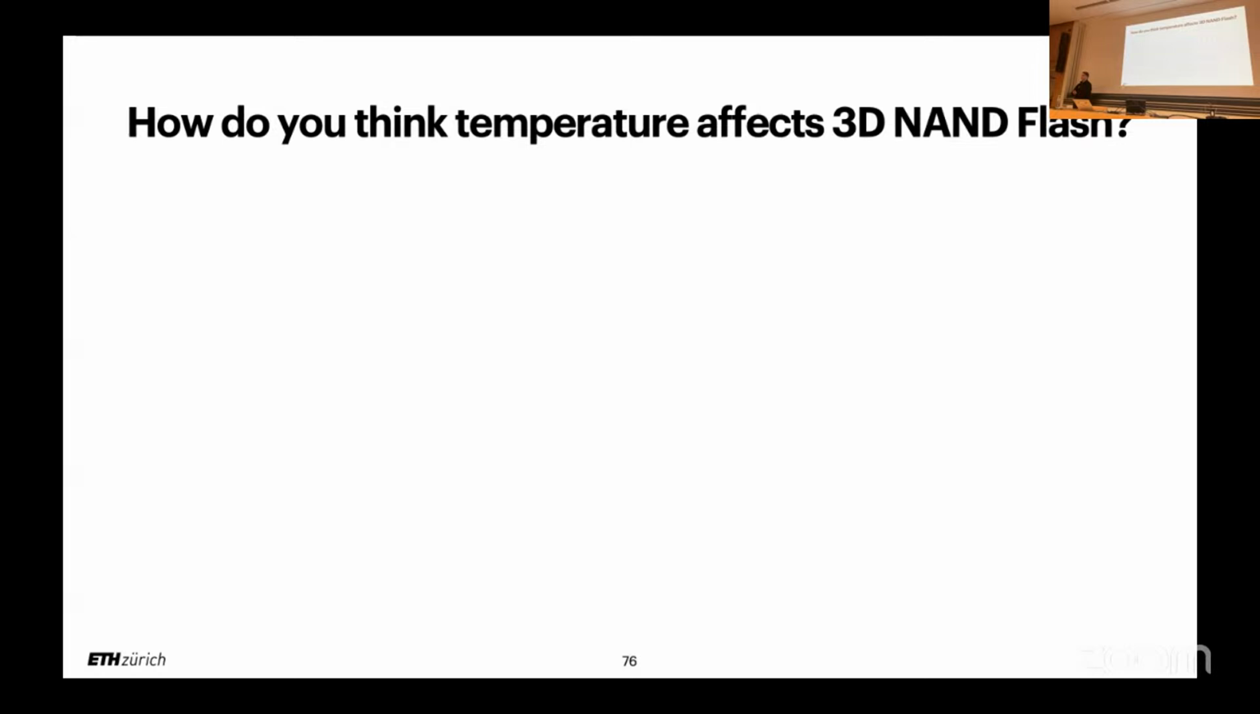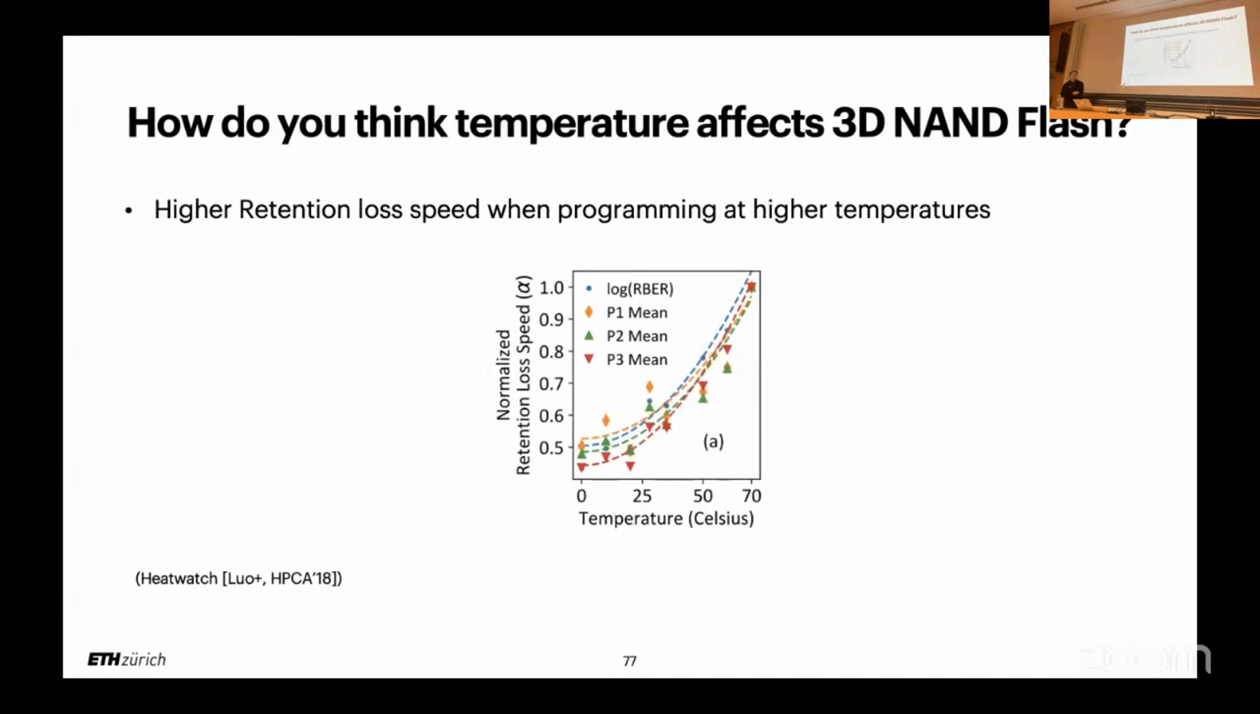Any other thoughts? Okay, so you're in fact correct. If we program at a high temperature, which is what this chart shows, if we program at 70 degrees, we will increase the speed of retention loss. So we will lose electrons faster over time, which is obviously bad. And this paper looks at 20 degrees, so this would be somewhere around here.